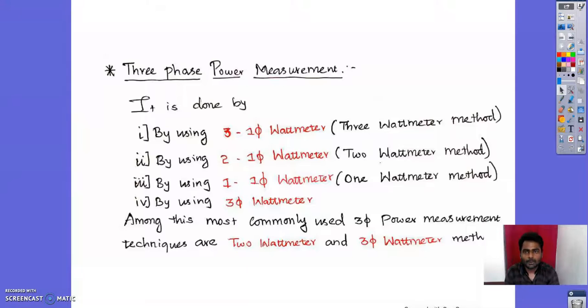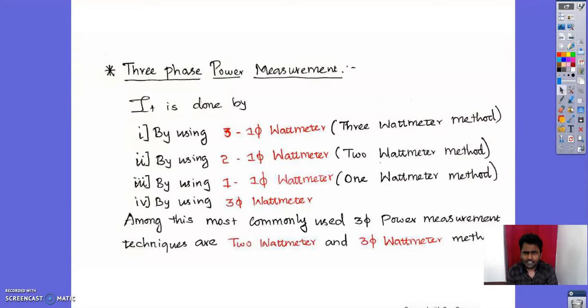Yeah, coming back to the lecture. In the last lecture, we have seen the permanent magnet moving coil instrument and the moving iron instruments and their advantages, disadvantages, applications, etc. In today's lecture, we are going to see three-phase power measurement, and this is one of the important topics in your unit.